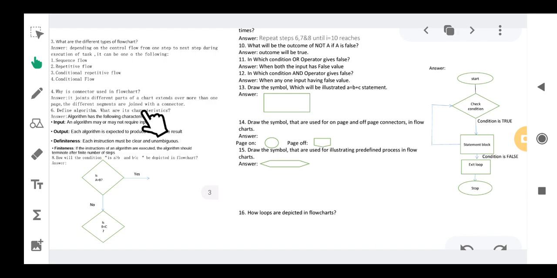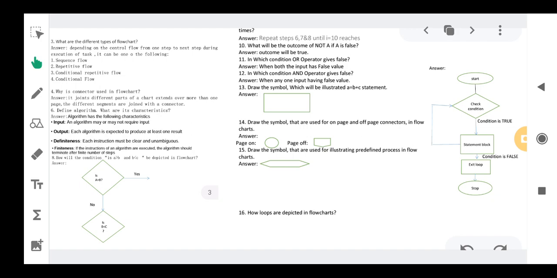The first thing is input. An algorithm may ask for input from the user, or it may not. It depends upon the problem itself. Suppose I am giving a code and I have just said add 2 plus 2. Already in the question itself the input has been given, so I don't need to ask the user to give 2 numbers. It depends on which part we want.